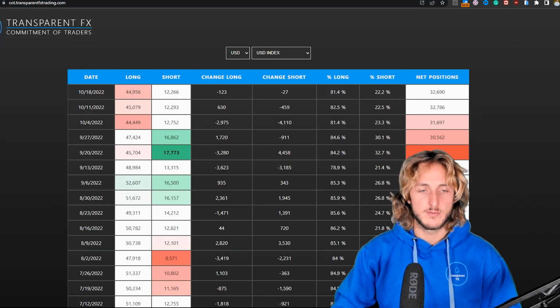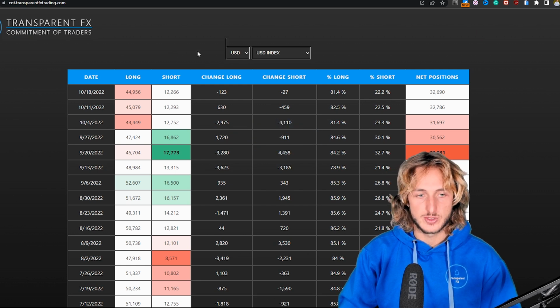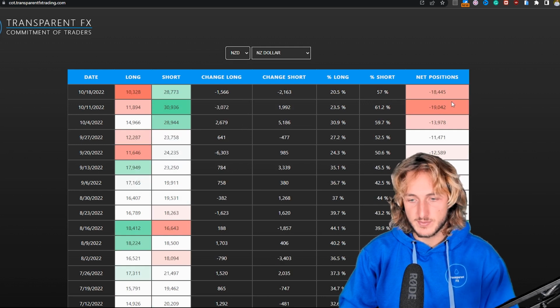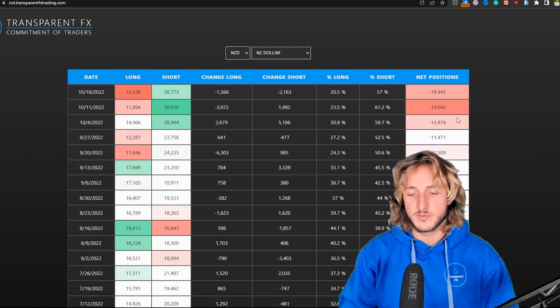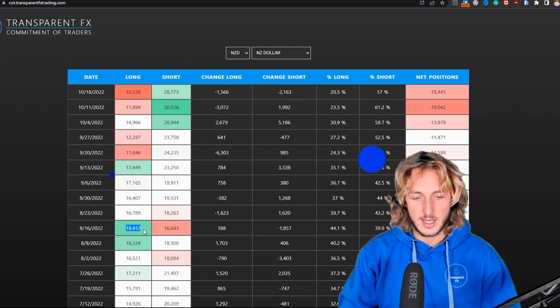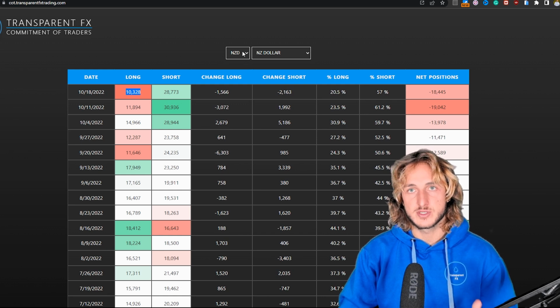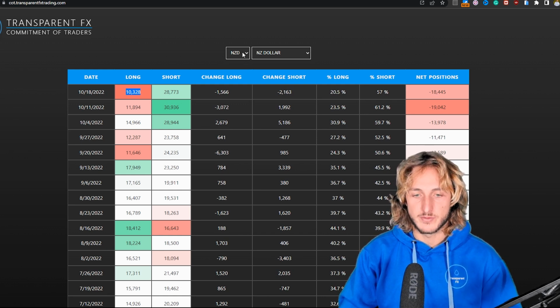Now, if we go and see what we have when it comes to the commitment of traders, so the COT data, which is what the non-commercials, so the biggest speculators in the market are doing, and we check the data for the NZD, we can see how with the last reports, we went from having a positive to now a negative net positioning. In fact, we went from having way more longs than shorts with 18k longs and only 16k shorts, all the way down to now having minus 18k net positions with 28k shorts and 10.3k longs, so completely the opposite, meaning that from an institutional perspective, we are seeing shorting of the NZD.